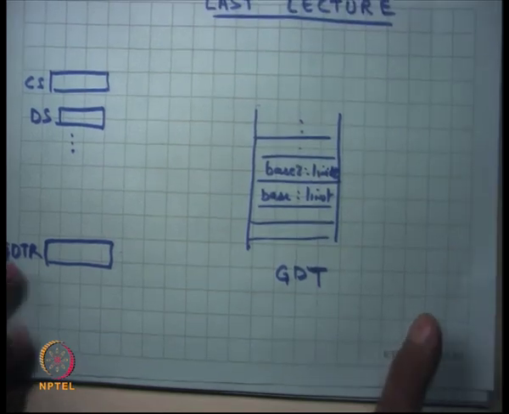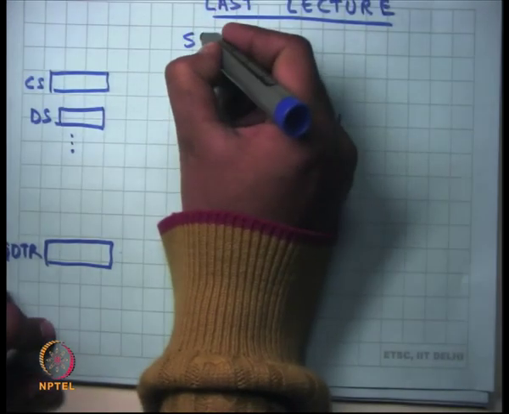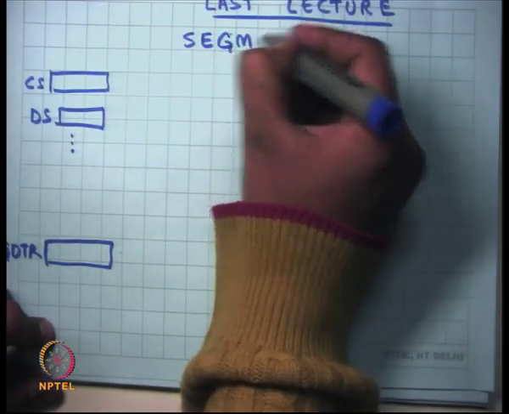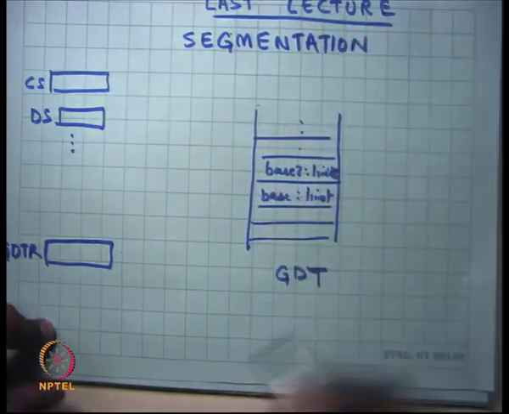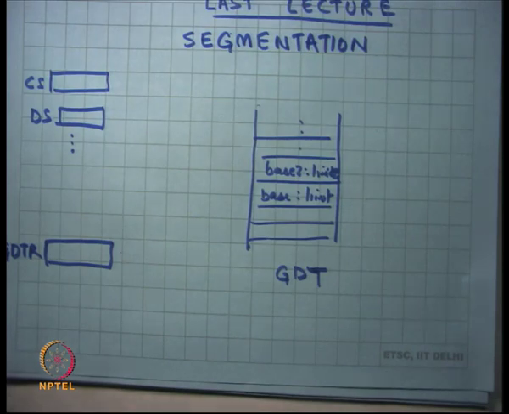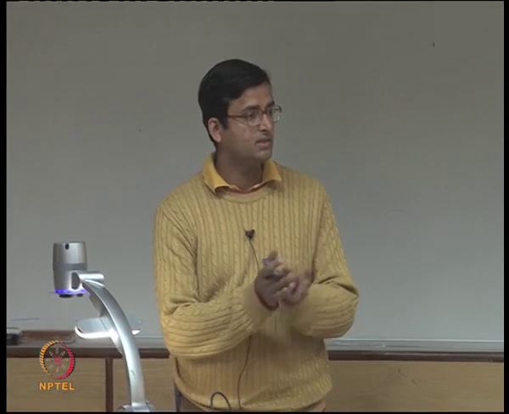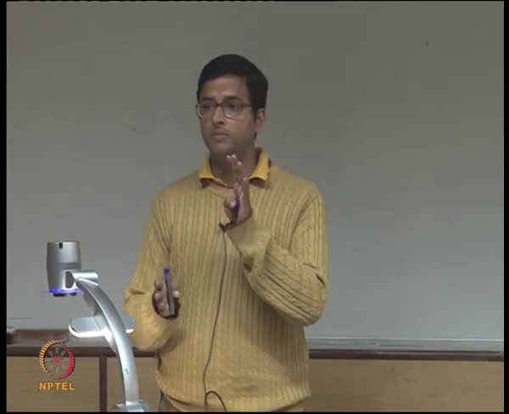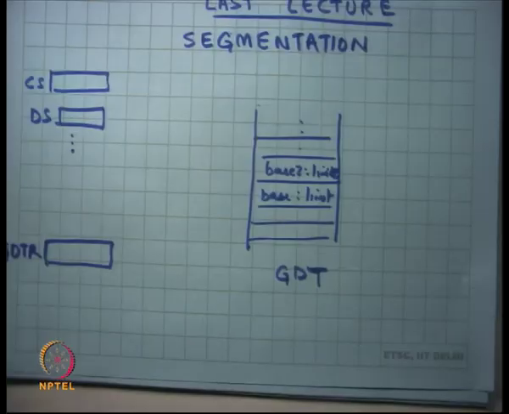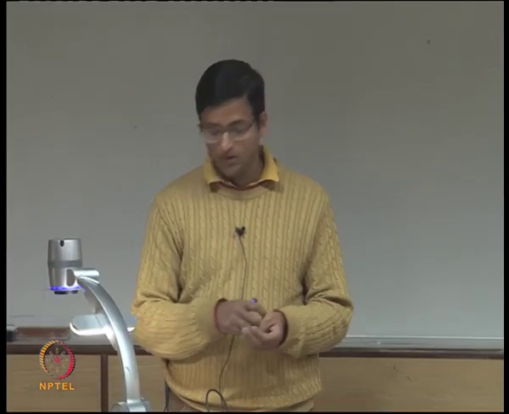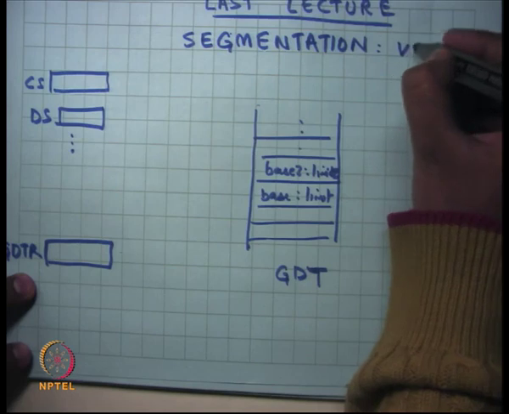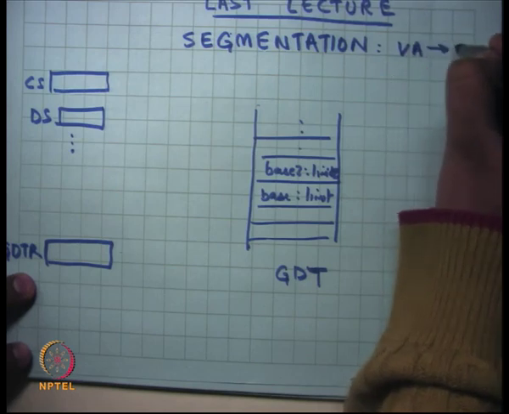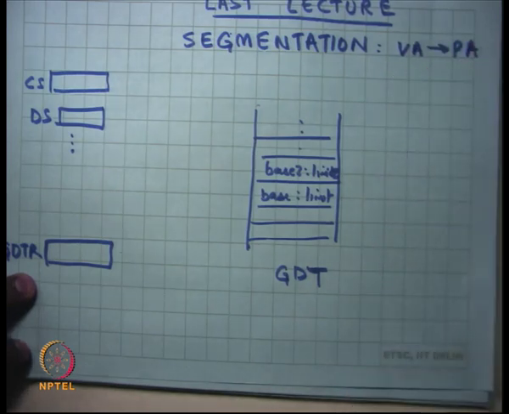In the last lecture we were discussing segmentation. Segmentation is a way to implement process private address spaces and to divide physical memory into virtual address spaces for the processes, right. So we said that in some way segmentation provides a mapping from a virtual address to a physical address, right.